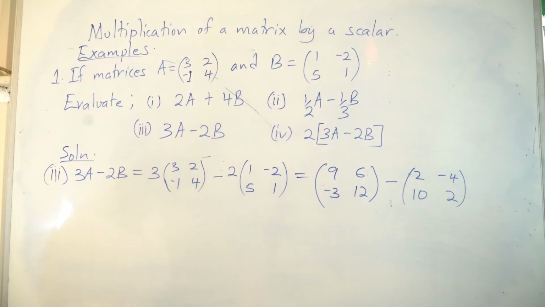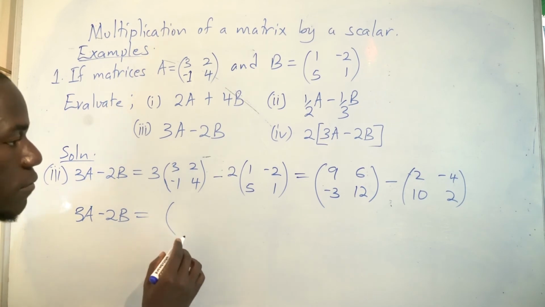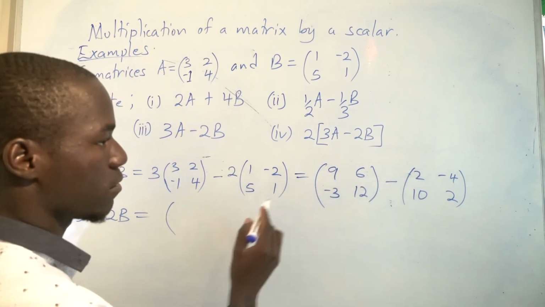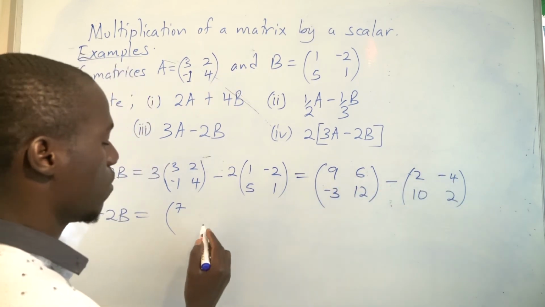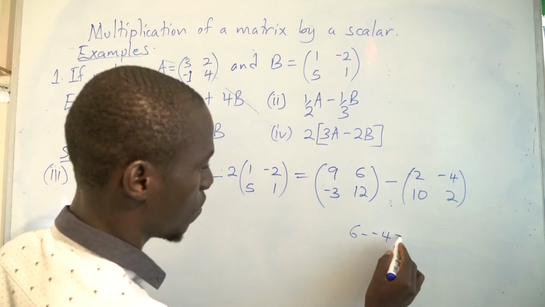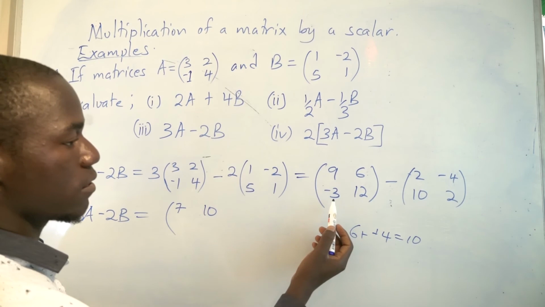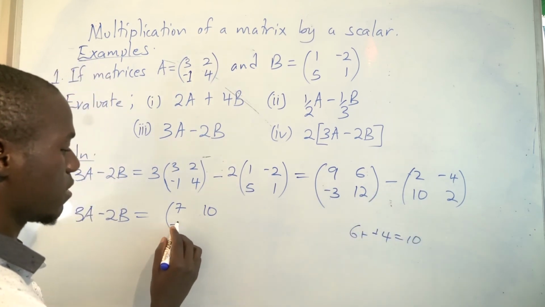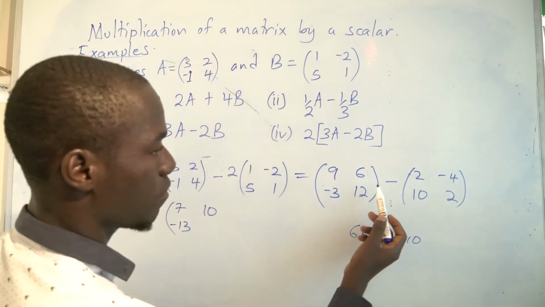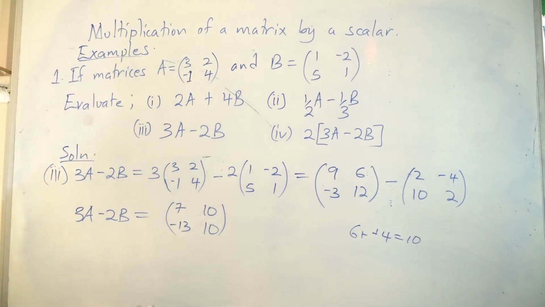Then now I can subtract corresponding elements. 9 minus 2, that is 7. 6 minus 4, we get a positive 10 because that one becomes a positive. Then negative 3 minus 10, that is negative 13. And then 12 minus 2, that gives us a 10. So that is the answer to Roman 3.